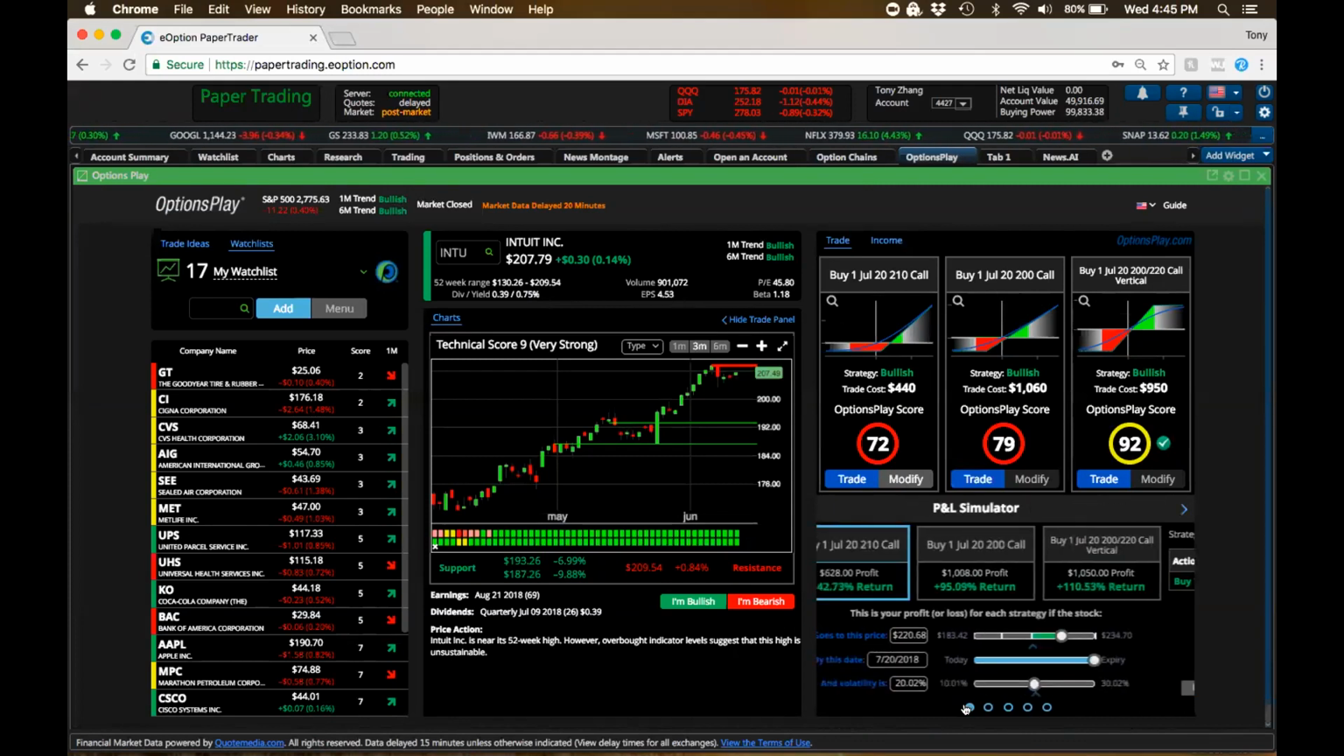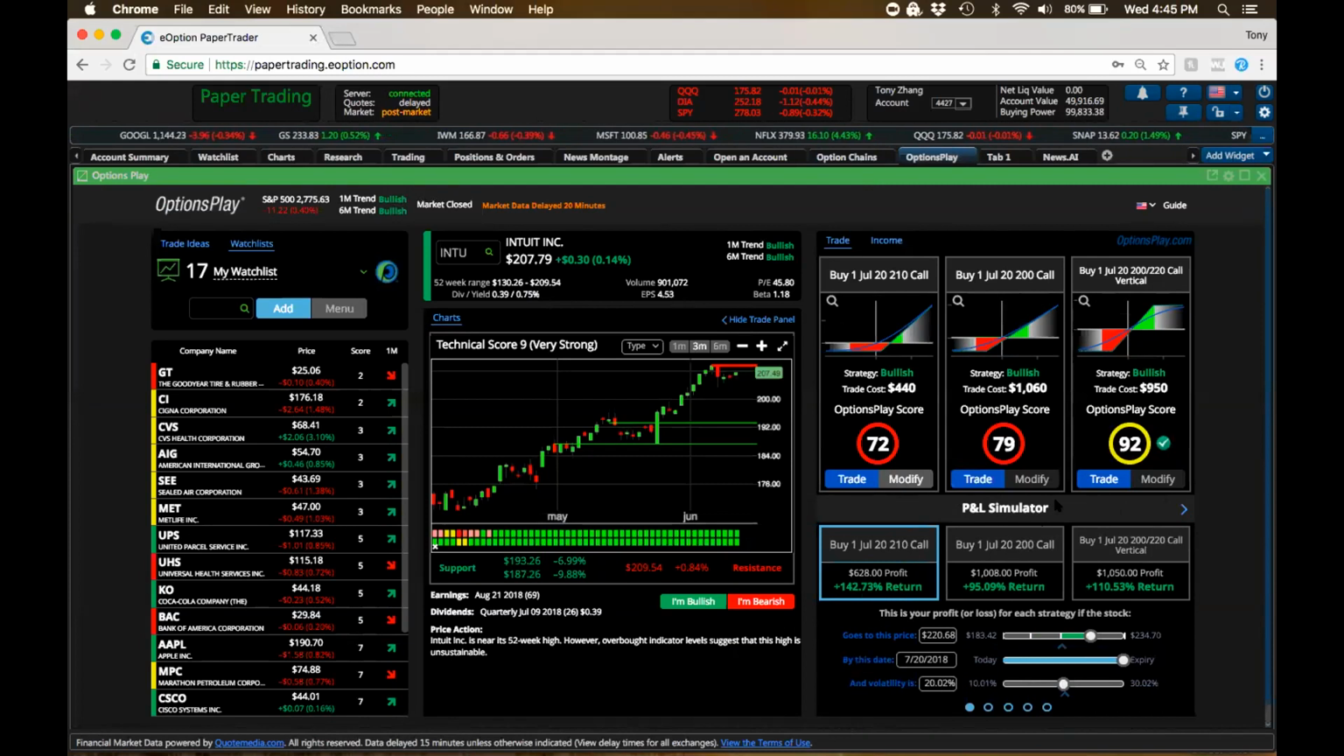And what we do is we use our P&L simulator, which is designed to say, Intuit's trading at 207 right now. What happens if I think it's going to go to 215? What are my expected returns? If I had bought this 210 call option, I'd make a 13% return. If I bought this 200 call option, I'd make a 41% return.